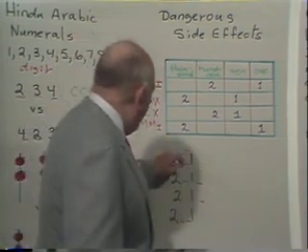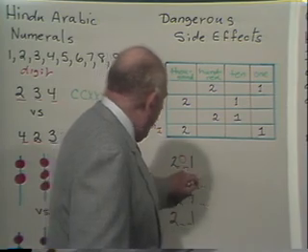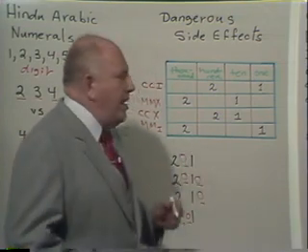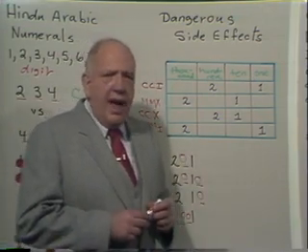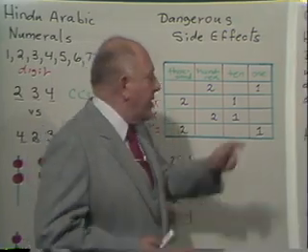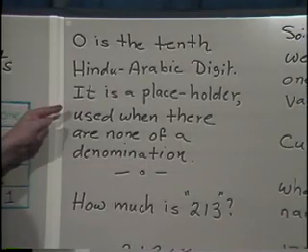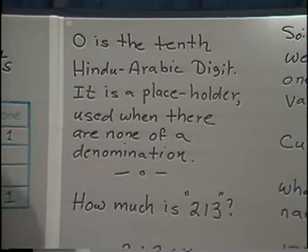And the symbol that we invented to take the place of the placeholder was what we call a 0. And you see, 0 becomes the 10th Hindu-Arabic symbol. 0 is the 10th Hindu-Arabic digit. It's a placeholder used when there are none of a denomination. And why is that? Because up until place value, the nouns were always visible, so the absence of the noun meant that you had none of that denomination.